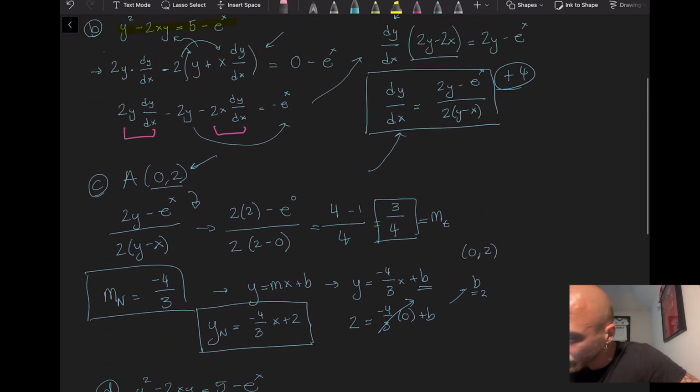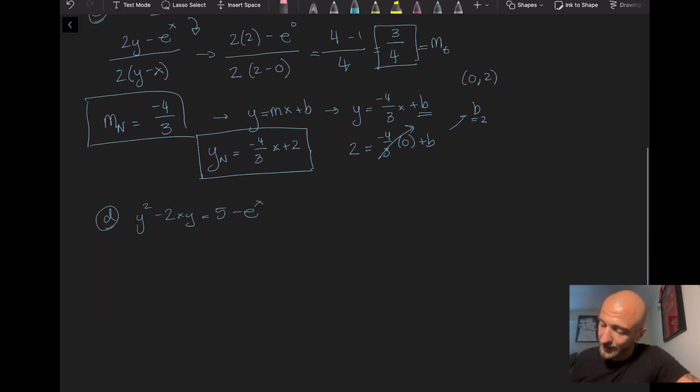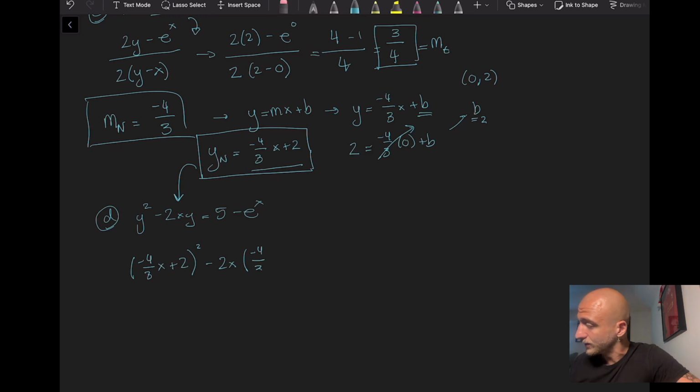I believe that's correct, yes. So let's just go ahead and plug in this value. Every time we see a y, we're going to plug in this value. Okay, so I get negative 4/3 x plus 2, squared, minus 2x times negative 4/3 x plus 2, is equal to 5 minus e to the x.